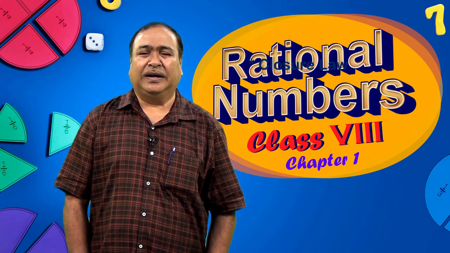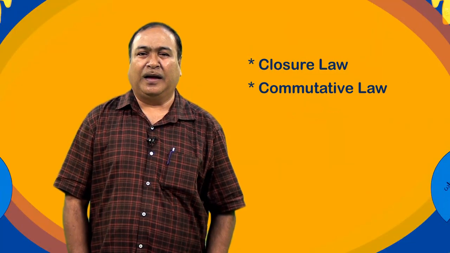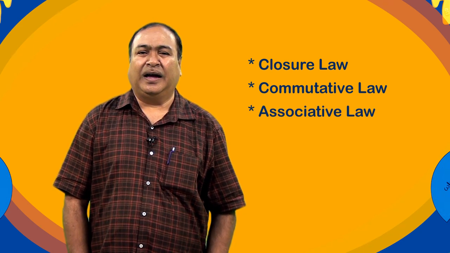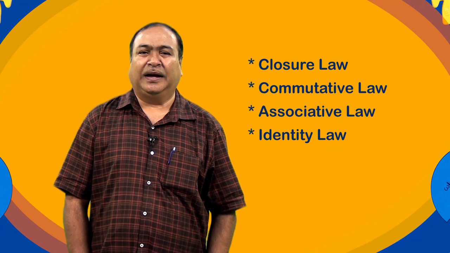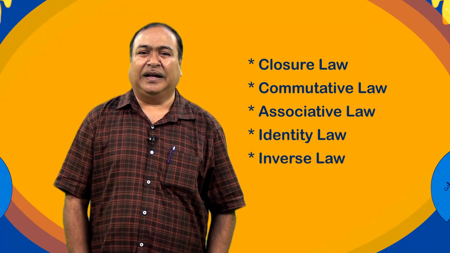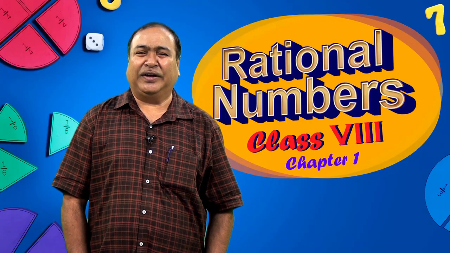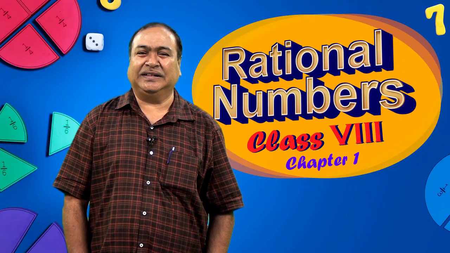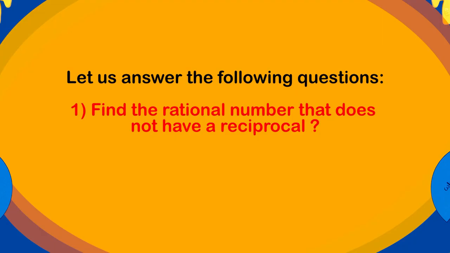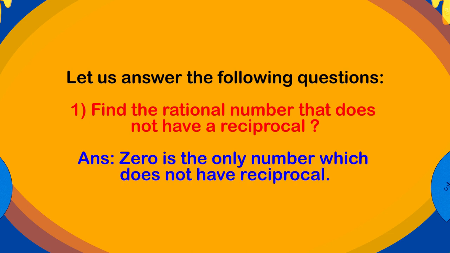Let us list out closure law, commutative law, associative law, identity law, inverse law, then distributive law. Now, let us see some very interesting questions and try to answer these questions one by one. First question is, find the rational number that does not have a reciprocal. Answer is, 0 is the only number which does not have a reciprocal.